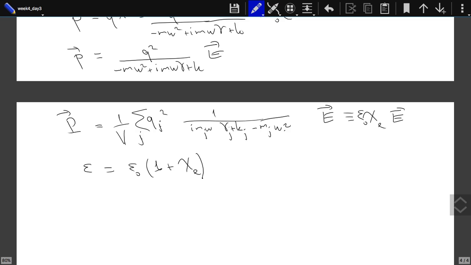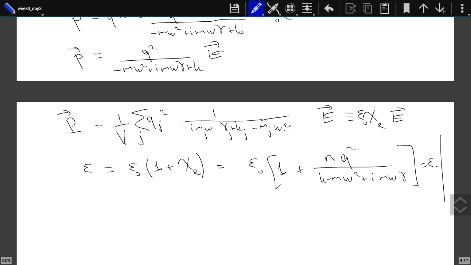And the electric permittivity, this is epsilon 0 times chi e. Electric permittivity, remember we had defined this as epsilon 0 times 1 plus chi e, which is epsilon 0 times 1 plus, well, for simplicity, let me just assume that all the gamma j's and all the mj's are the same. Some density n q squared divided by k minus m omega squared plus i m omega gamma.